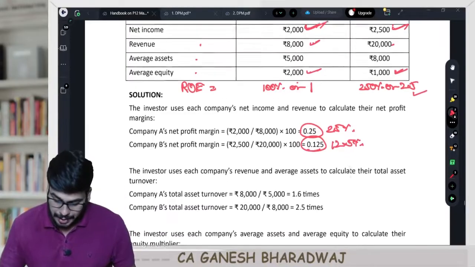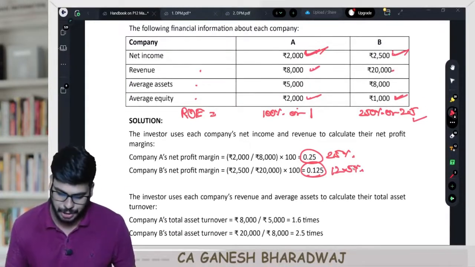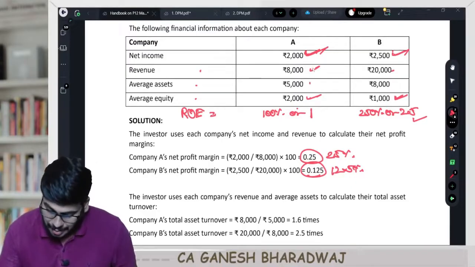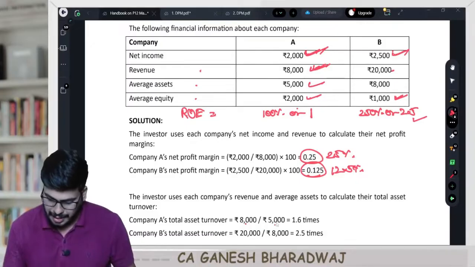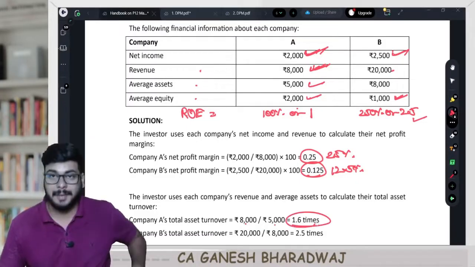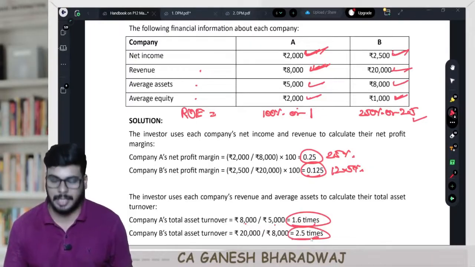Next is the asset turnover ratio. What's the asset turnover ratio here? It's going to be the revenue sales divided by average assets. So 8,000 divided by 5,000. So company A, the efficiency is 1.6 times. Company B, 20,000 divided by 8,000, it's going to be 2.5 times. Are you clear with this?